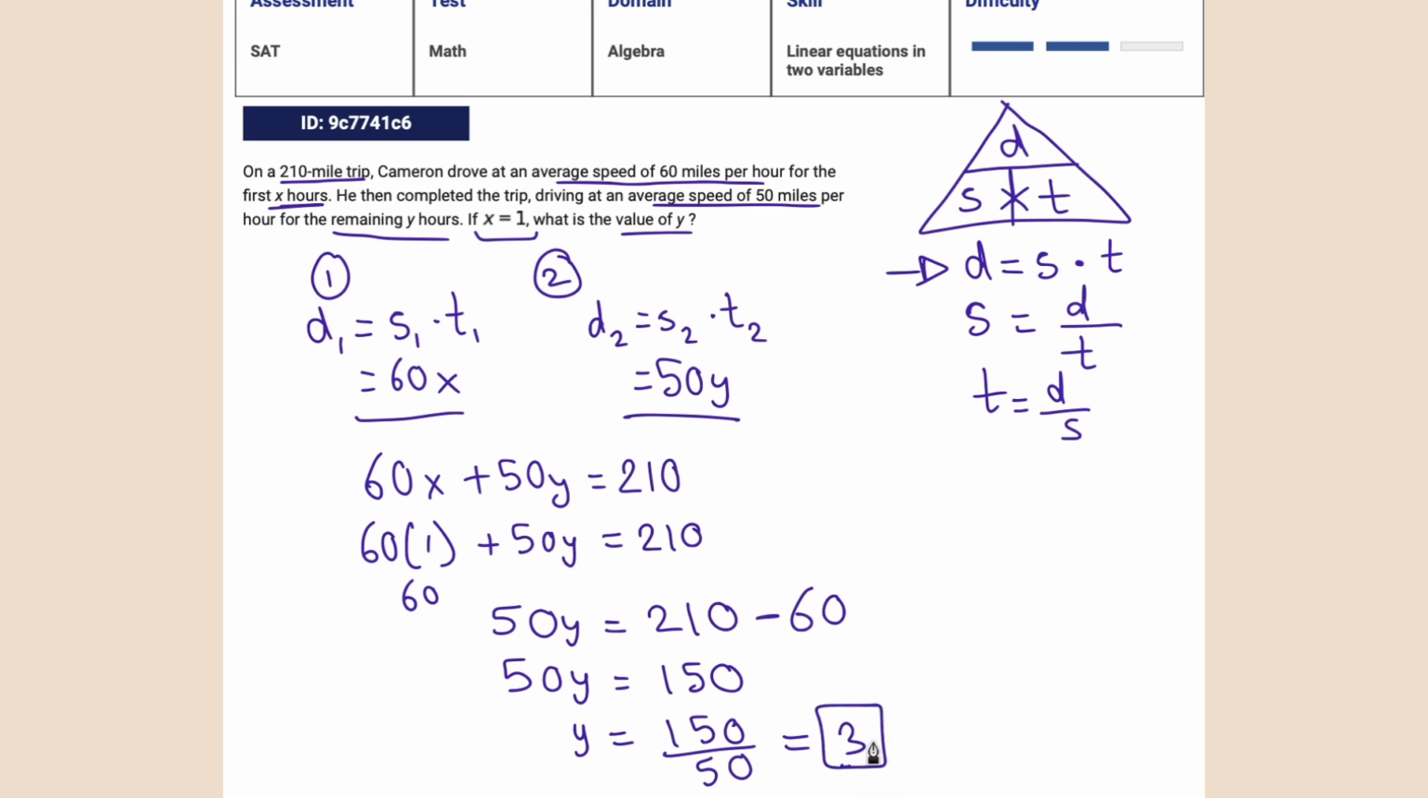And that is your answer. So that is the value of y here. Okay, so the total time is 3 plus 1, which is 4 hours. And we got our two different speeds and we added them together, multiplied with the time to get our total distance, and we got our remaining y hours.